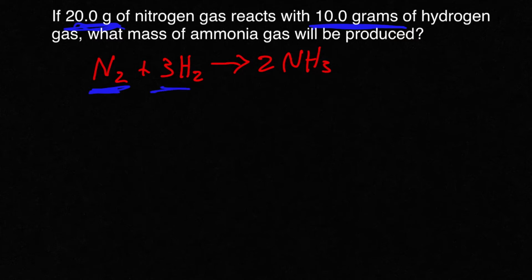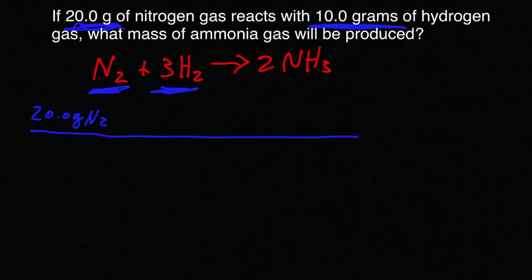We have to figure out what mass of ammonia the hydrogen can produce. Whichever one produces less, that's the limiting reactant. It stops the reaction once it runs out and creates that mass of ammonia, and then we'll have our answer here. So 20.0 grams of N2.